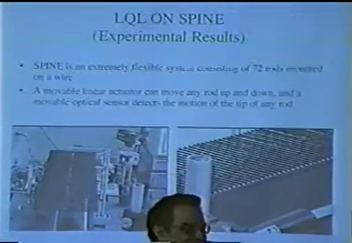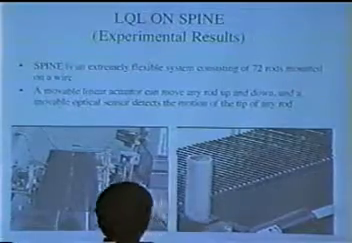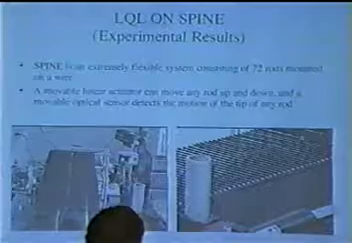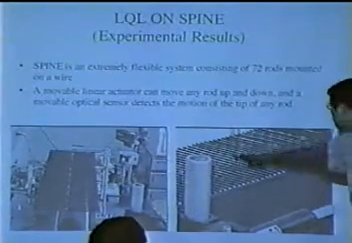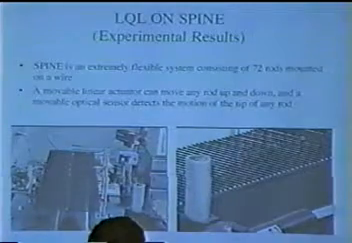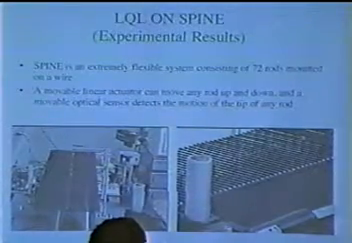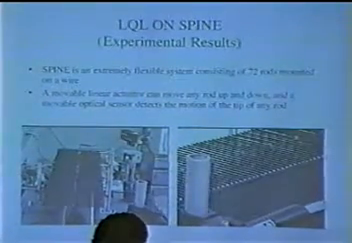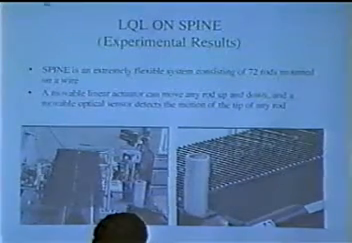Sure. Okay, so this is an example of this algorithm on a very flexible system we call spine. And spine is a set of 72 rods mounted on a very thin wire. It has an actuator that can move each rod up and down. It has an optical sensor that can detect the motion of the tip of any rod. So you can move one rod up and down, and you can detect the motion of any rod. So it's a very flexible system. And this is what it looks like.